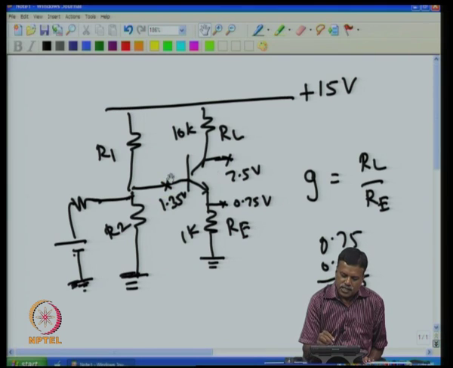If this increases, then this voltage will increase, and that will increase the current through this, and that voltage will decrease. That means the voltage at this point can change due to this change in supply voltage as well as due to change in the temperature of this transistor.